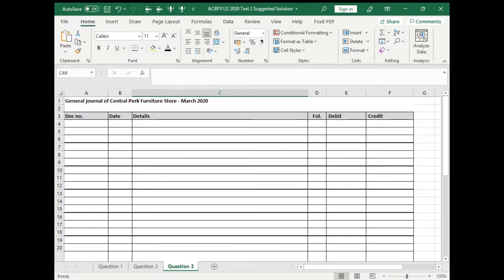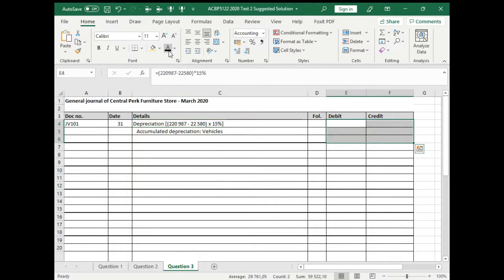Now, when we do this entry, depreciation is our expense, it will be debited, okay? And accumulated depreciation will be credited. Now the calculation would be the cost less the accumulated depreciation, which you find on your trial balance, multiplied with the 15% to give you a value of 29,761 Rand and 5 cents.